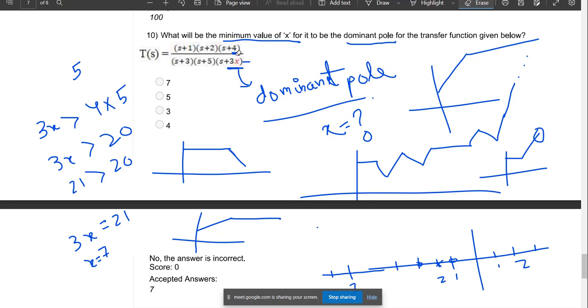ठीक है, मान लो कि अगर हम 2 लेते और फिर हम इसकी डोमिनेंट पोल निकालते तो 5 पे रह जाता ट्रांसफर फंक्शन में. तो अगर 5 है ट्रांसफर फंक्शन में और हमने 2 को ले रखा है, तो उसका मतलब है कि डोमिनेंट पोल की वैल्यू सही नहीं आएगी.